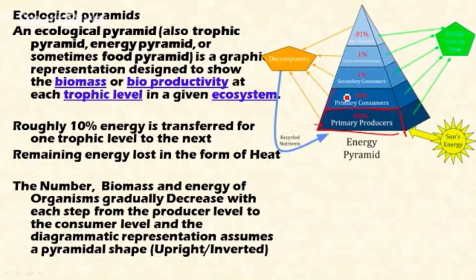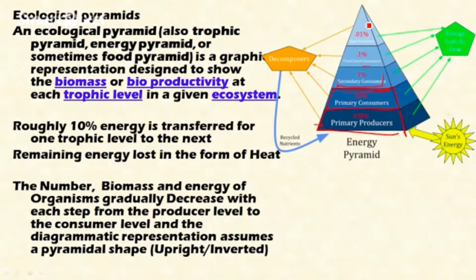The next trophic level is the primary consumer. It occupies the next level. Here the length of this line is shorter compared to the primary producer, so this has less energy, less number than the previous level. Then the secondary consumer, which is still shorter. Then the tertiary consumer, then the quaternary consumer. This is the graphical representation.